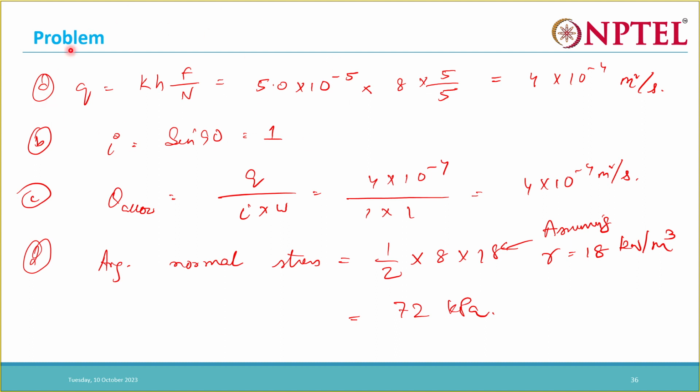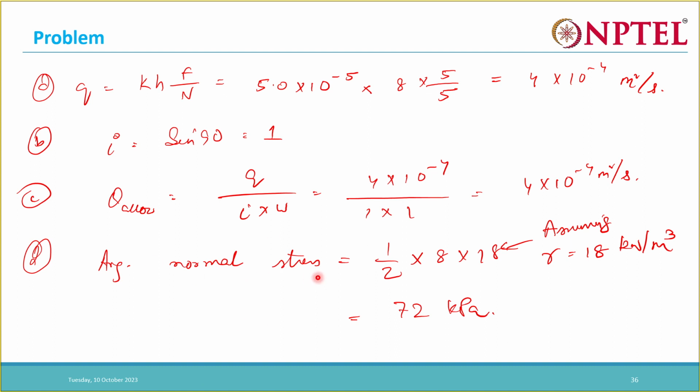Similarly, from the flow lines and equipotential lines, the flow net, we found out the Q value, that is the flow value, I is the gradient, and theta allowable we find out. This much is the theta allowable or the theta required actually. This is the theta required. So this is the theta allowable. Theta allowable or theta required, whatever.